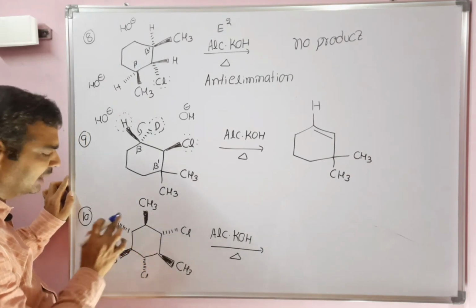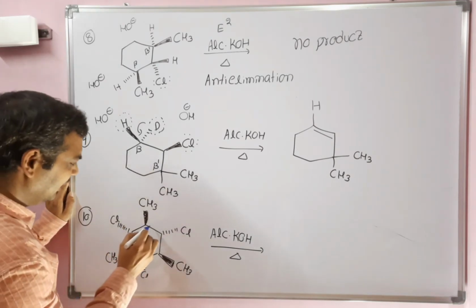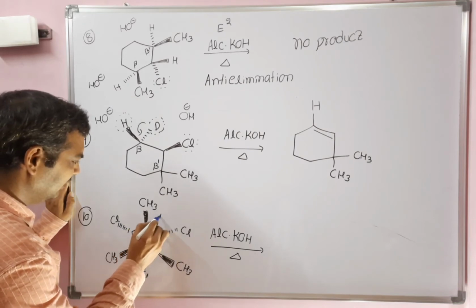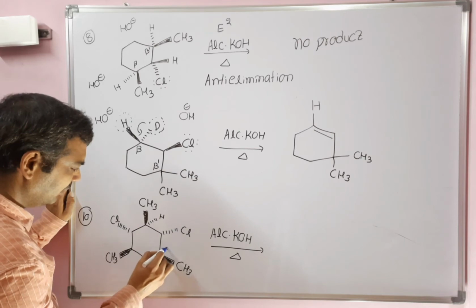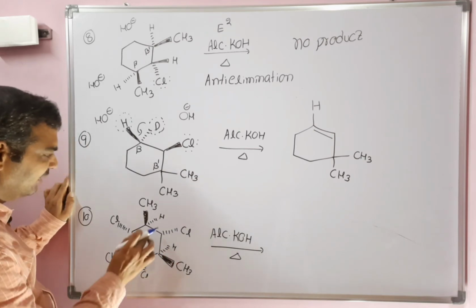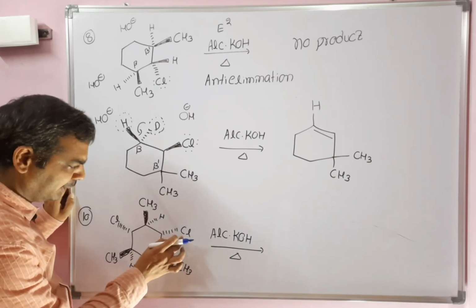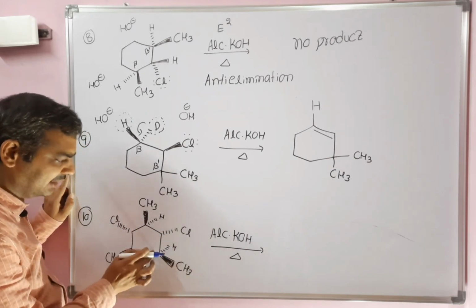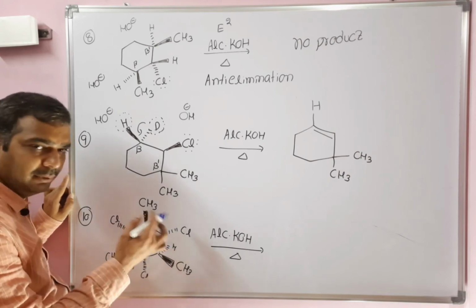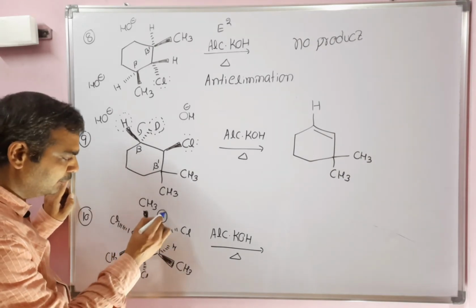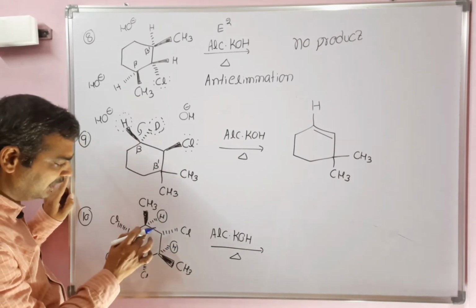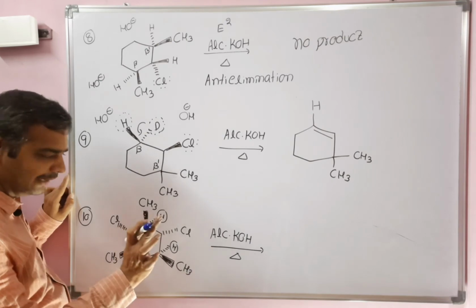So 3 chlorines are there. If you see the adjacent positions, this is below the plane. This one is also below the plane. With respect to this chlorine, 2 beta carbons are there. Unfortunately, on these 2 beta carbons, the hydrogens are below the plane. It is not possible to abstract any of these protons. It is not possible to get the double bond here or double bond here.